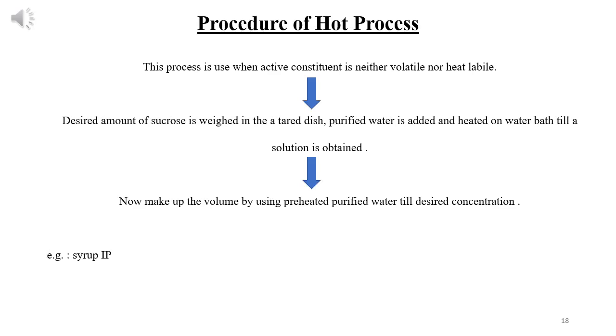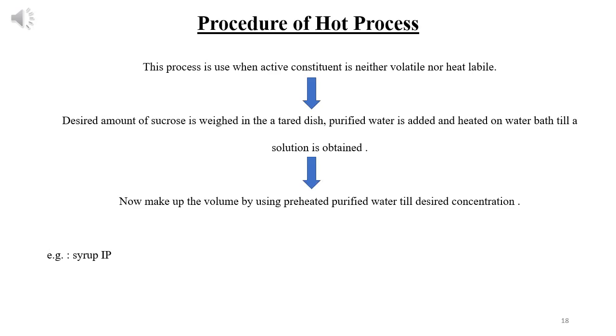So the desired amount of sucrose is taken in a tared dish. Purified water is added and heated on a water bath till a solution is obtained. Means we will take a beaker and add water, then we will weigh sugar and add it, and we will provide heat to that solution until a uniform solution is formed. Now make up the volume using preheated purified water to the desired concentration.